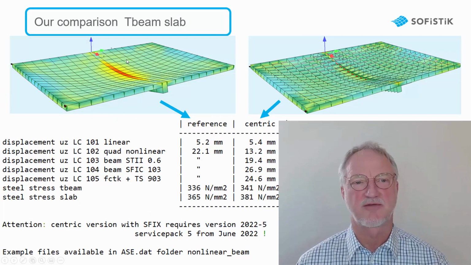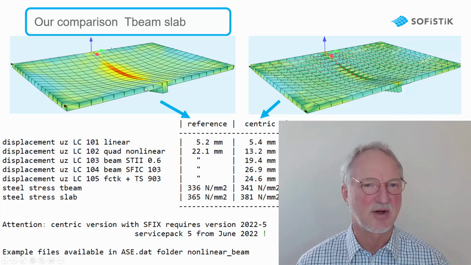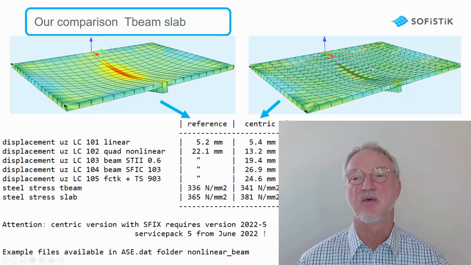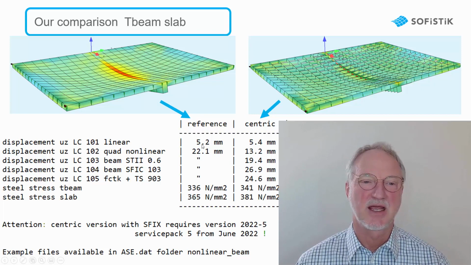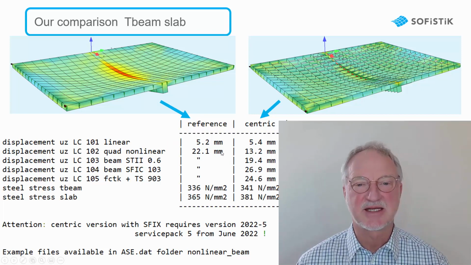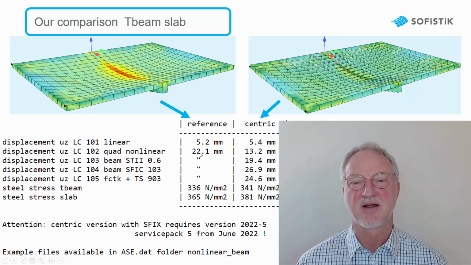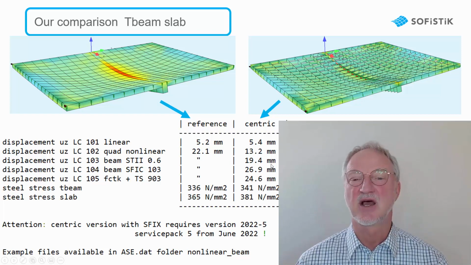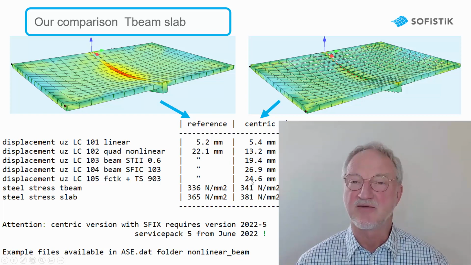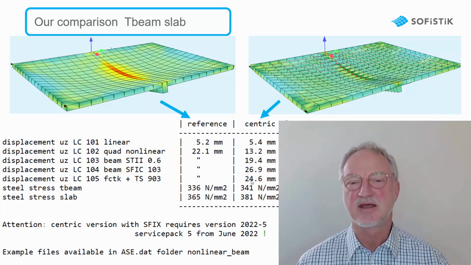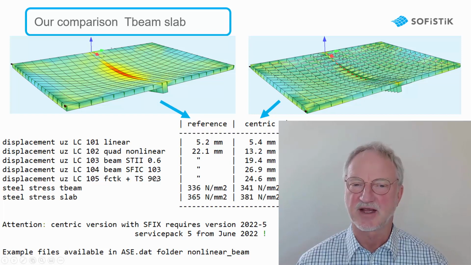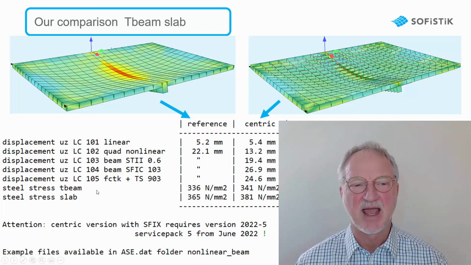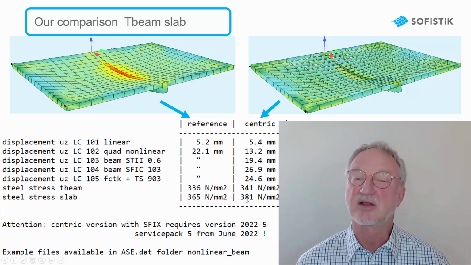On the left we see our reference solution with the eccentric quad elements. On the right the T-beam philosophy analysis with the reduced beam stiffness. In the deformation we see 22 millimeters for the reference system and here 26.9 millimeters for the T-beam philosophy analysis without tensile strength and 24 millimeters with the tensile strength and tension stiffening effect. We see the deformations are quite good, and also the stresses in the beam and the stresses in the slab can be compared quite good.